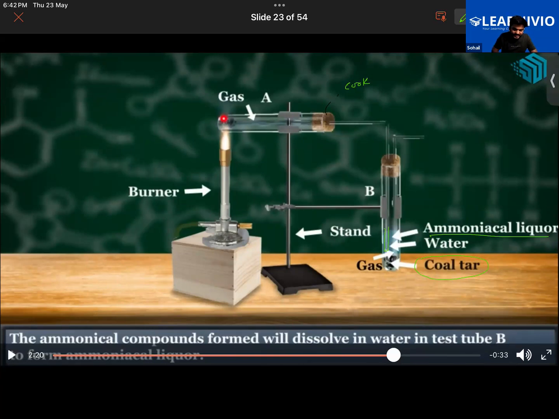And in glass A, what will be left? Now you will be left with coke, which is almost a pure form of coal. Are you guys getting it?